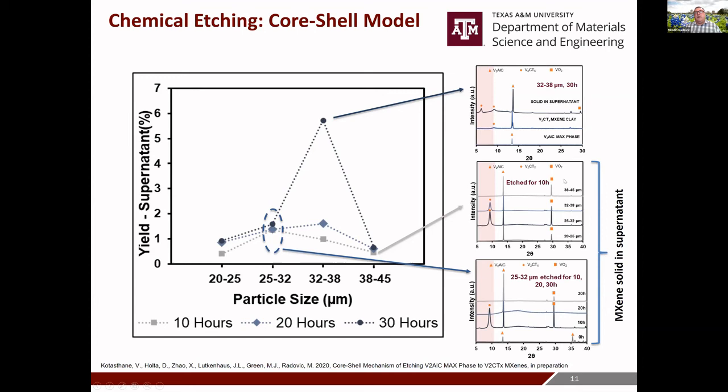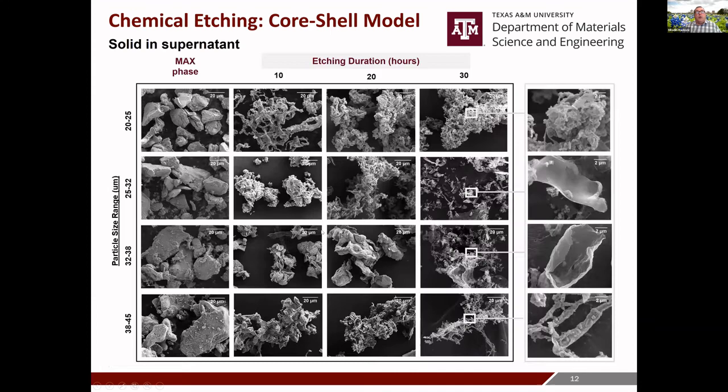etching times. At the same time, we see in the solid from the supernatant traces of vanadium oxide in all cases, especially in the case of the smaller particles. So not everything that ends up in the supernatant is our MXene. Now when we look at the solid from the supernatant, we can see that small particles give us completely over-etched, mostly oxide particles. In the two middle ranges of particle size at comparable times, we can see formation of some nanosheets. In the higher one, we can also see nanosheets. And in the very large particles, there are mostly nanoribbons, and some oxide is also present.